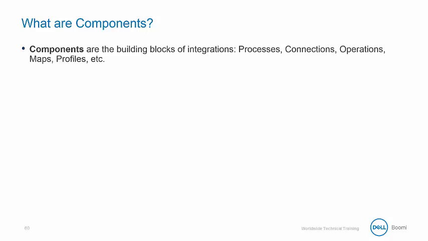Components are the building blocks of integrations and are the most commonly used feature. This includes the process themselves, connections, operations, maps, profiles, and plenty others. Components promote reusability, most notably with connections, utility functions, and common process flows, where you can define and maintain the configuration in one location, but reference it from several others.